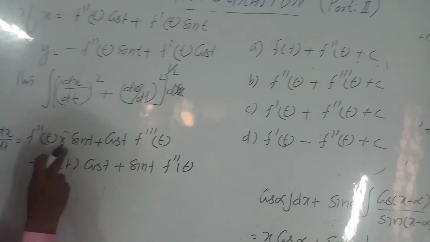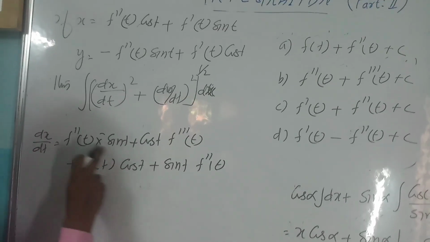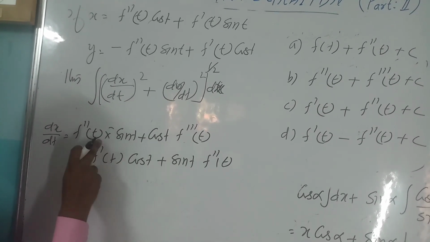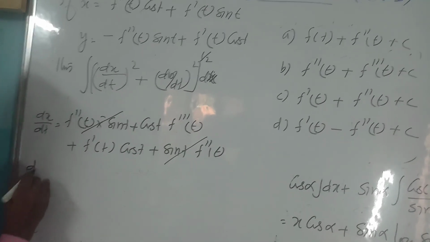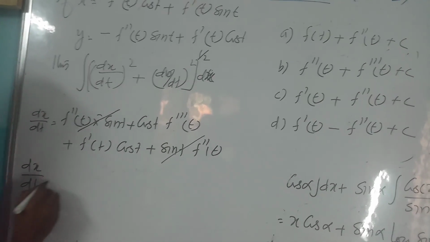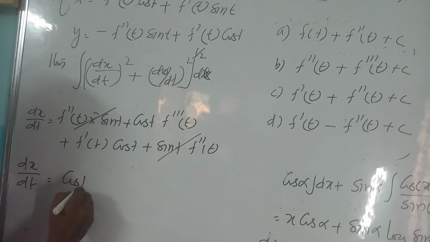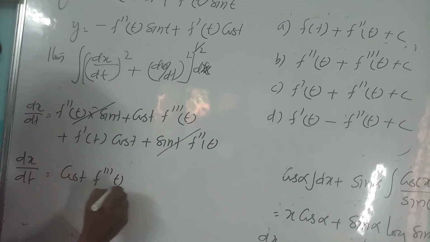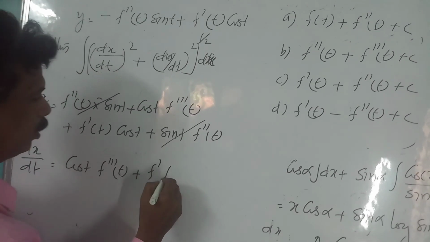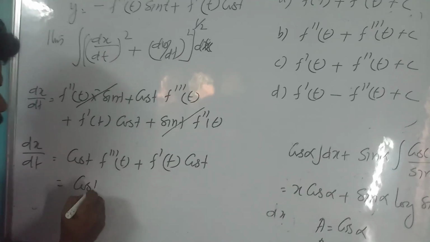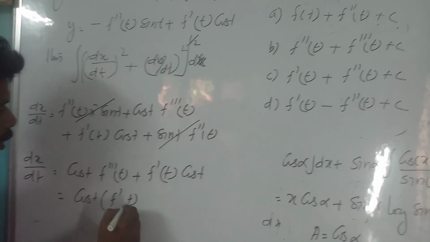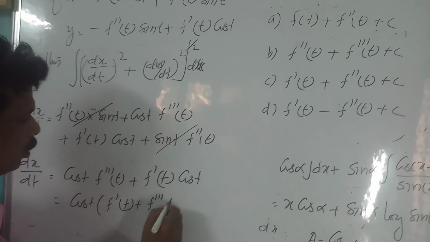The first and the last terms are equal and opposite in sign, so we can cancel them. Then dx by dt equals cos t into f'''(t) plus f'(t) into cos t, or we can take cos t as a common term, that is cos t into (f'(t) plus f'''(t)).